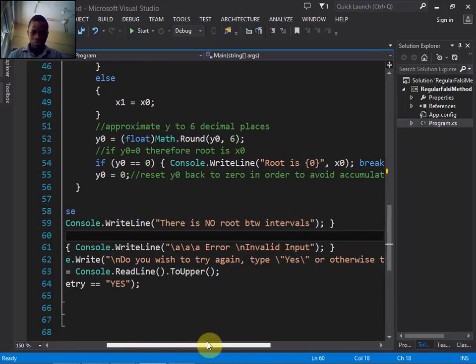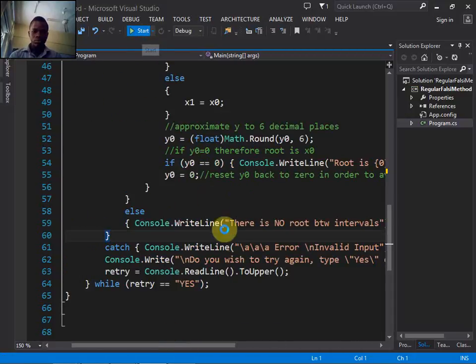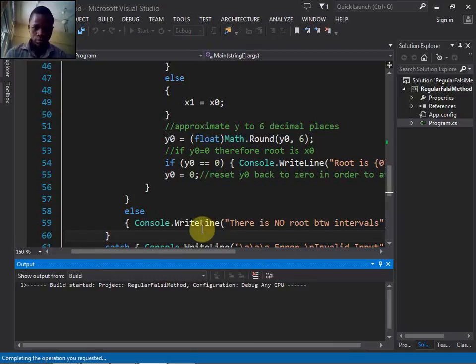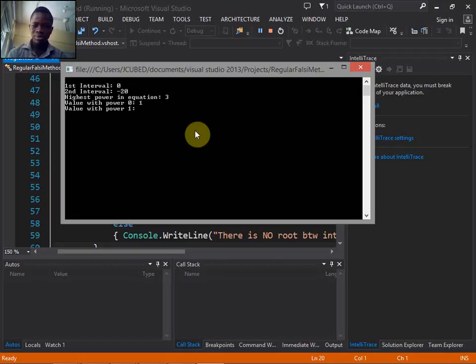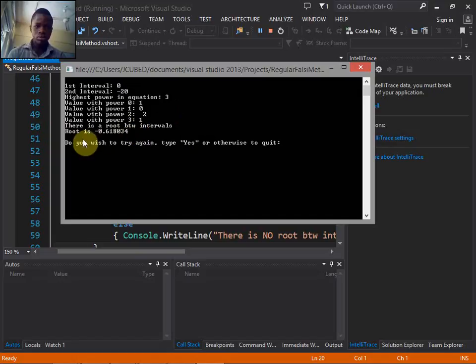So let me try this now. First interval, let me give it 0, and second interval minus 20, then highest power of the equation 3, that's x cubed. The constant here is 1. There's no value with the variable x, so just 0. Then we have x squared, minus 2x squared, then 1 x cubed. You look at it, there's a root between the intervals, and the root is minus 1.6180, approximated. Try again, yes or no? Yes, start all over again.